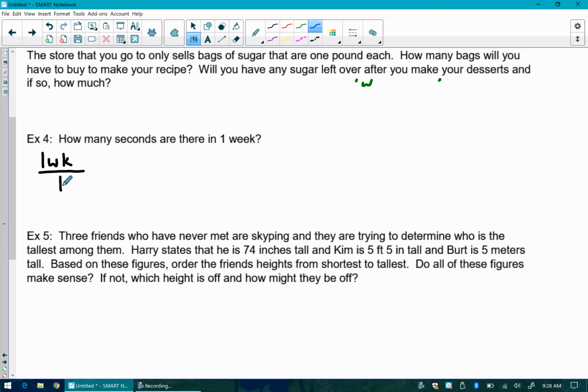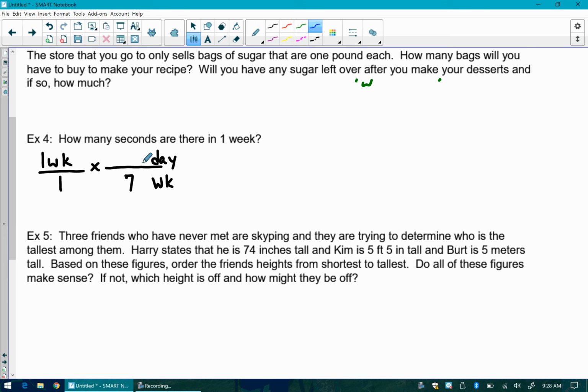So I start to work myself down. I don't want to go bigger. I don't want to go from a week to a month or a year. I want to go smaller, so I can take myself from a week to a day. Think about it. If you want to get rid of weeks, since weeks are up top, you have to put weeks on the bottom. And you can go directly from weeks to days. And then think about what you know. You know that there are 7 days.